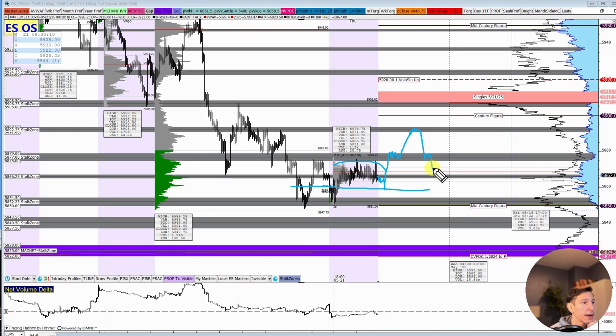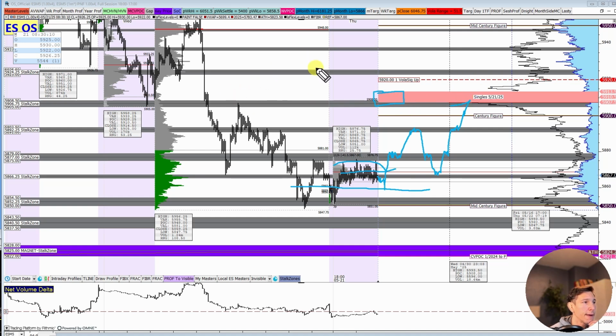Maybe we get a pullback. It could be sloppy, but if we hold the VPOC, then I would be open to continuation higher. Key target for any push higher above the overnight high that shows some participation are these singles. And much like our downside target, if we get through these singles, I'm just looking zone to zone.